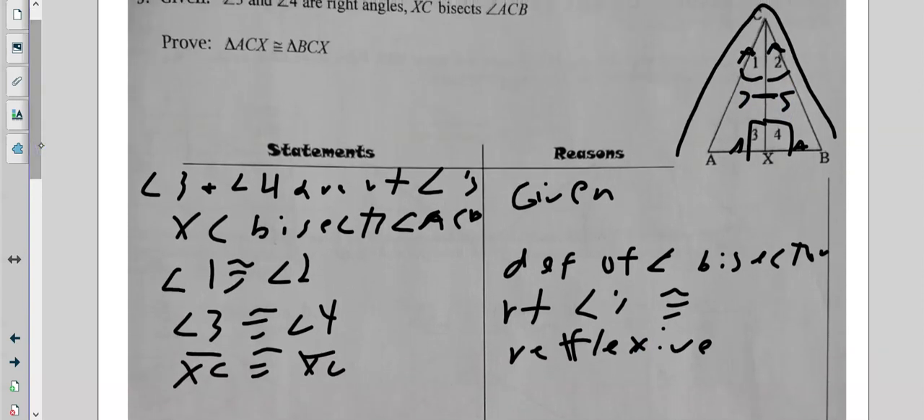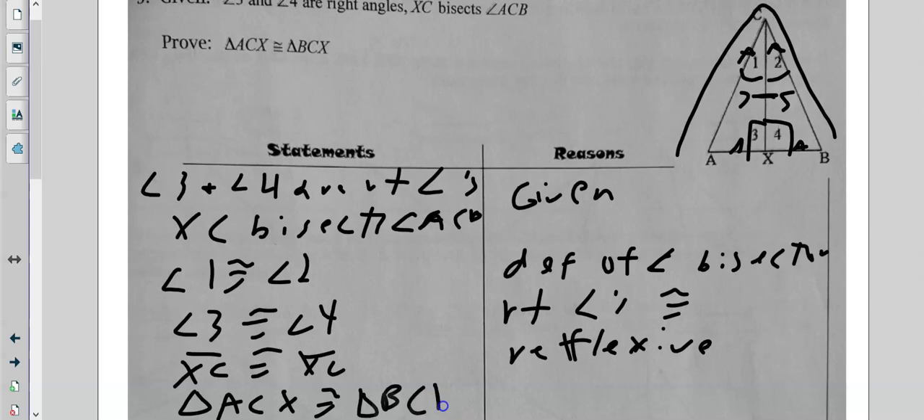So we're done. We can say triangle ACX, and we're just copying that from the top, is congruent to triangle BCX. That's a K, not an X. There we go. And that's by ASA, angle, side, angle.